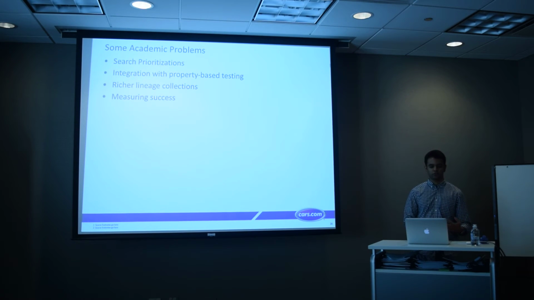Of course, we need to also integrate property-based testing, which hasn't quite been done yet. And there's also the problem of collecting very rich lineages, which seems easy, but in a sufficiently distributed system, it's a nightmare to accumulate all that to one particular outcome. And then there's probably what I consider the hardest problem, which is to measure success, because success seems intuitive, but as a quantifiable metric, it's kind of difficult to identify what success truly means.